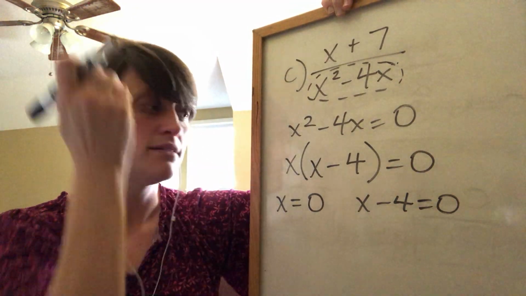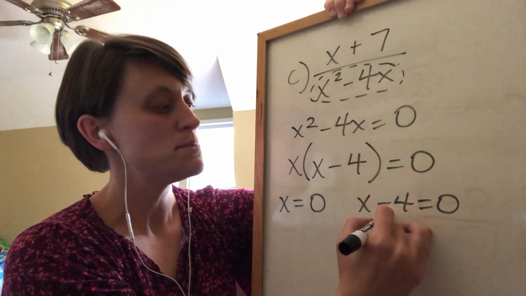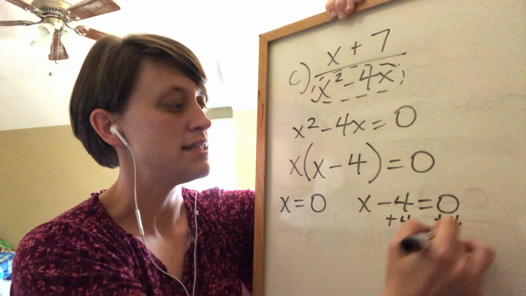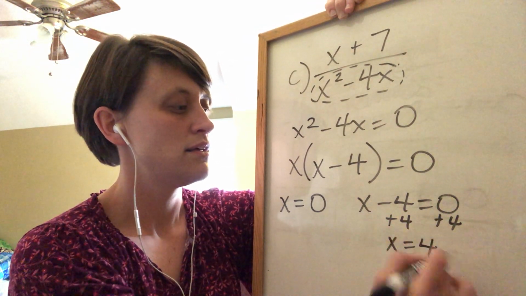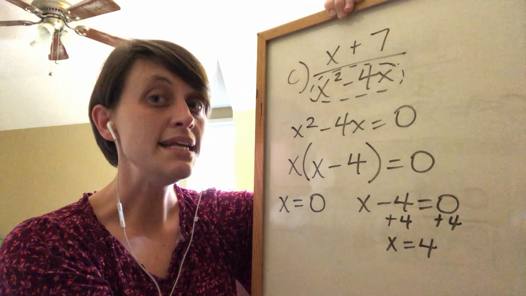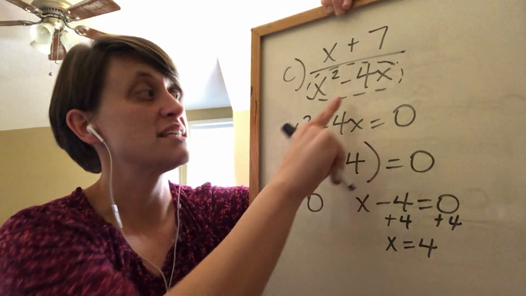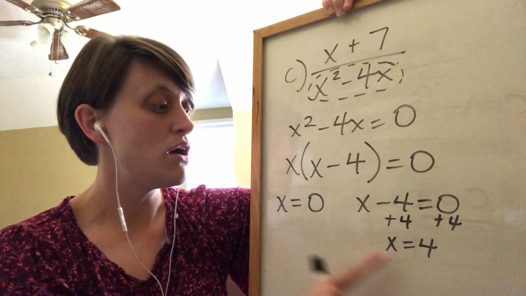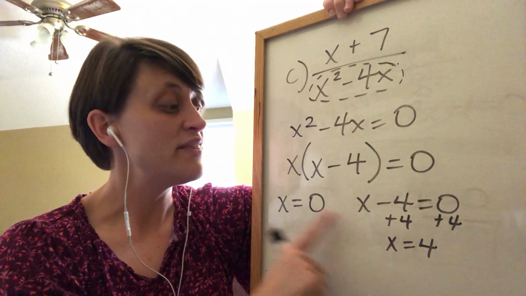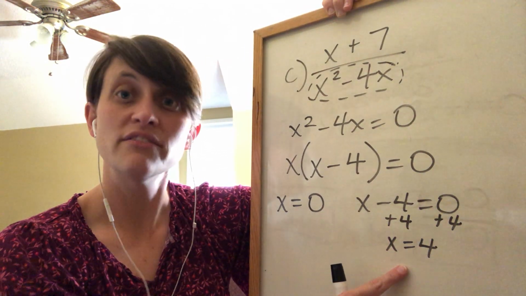Well, this piece is done. And to solve this piece is pretty quick. We add 4 on both sides. But what we see now is there are two values of x that will make this thing 0: 0 and 4.